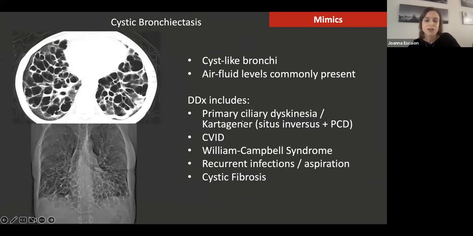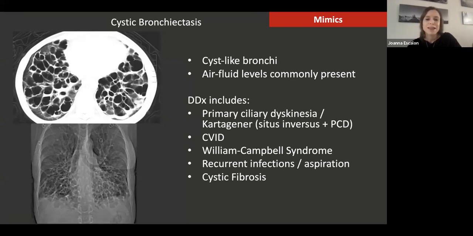So the primary thing on your differential will be primary ciliary dyskinesia, or Kartagener syndrome when that is combined with situs inversus, which this patient obviously does not have. Common variable immunodeficiency can also present with lower lung predominant bronchiectasis. Williams-Campbell syndrome primarily involves the 4th to 6th order bronchi. Recurrent infections and aspirations certainly can be lower lung predominant. Cystic fibrosis tends to be more upper lung predominant.